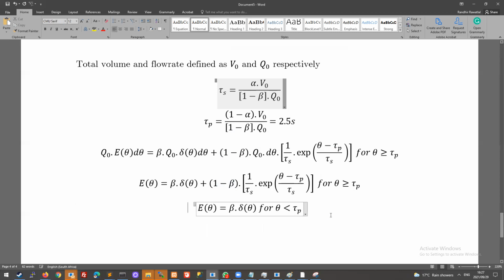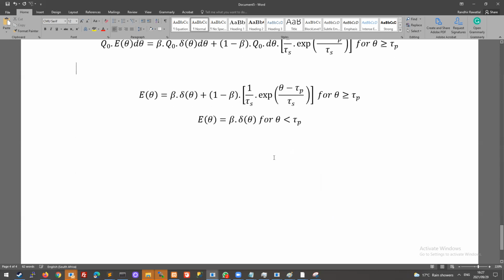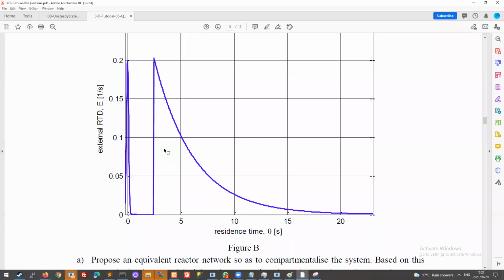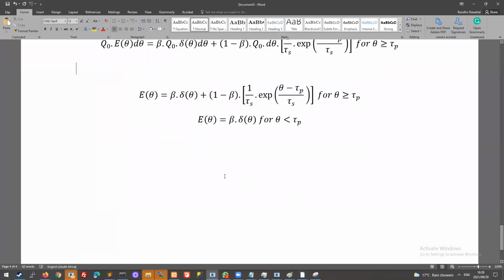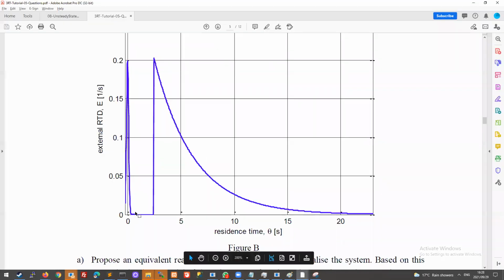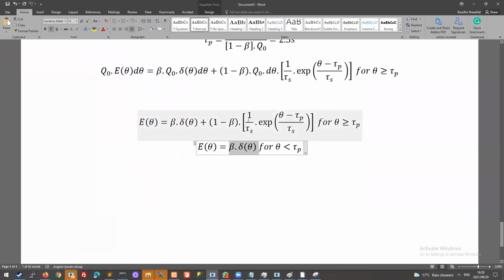Okay, so this is the complete model, right? This is showing for all values of theta what E of theta will be. And now you can see in the curve, that's what you see as well. You don't get the exponential decay before that. You do get the spike, so the Dirac delta function, and then you don't see anything, and then you get the exponential decay. So when you switch over here, then you are adding that other term.